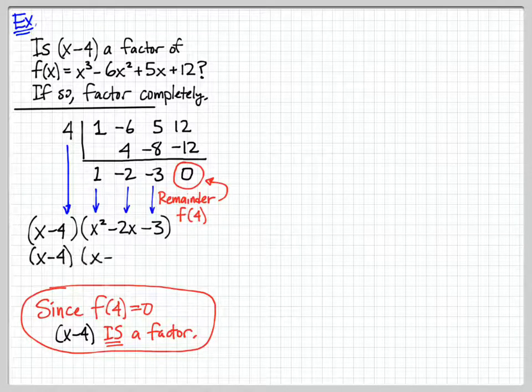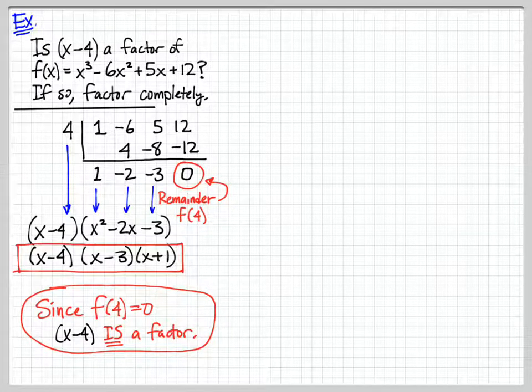In this case, we can just use our factoring methods we learned in the past, and we can factor it down to x minus 3 times x plus 1 as well. So this is how we would factor this polynomial completely, given some initial information that perhaps x minus 4 is a factor.